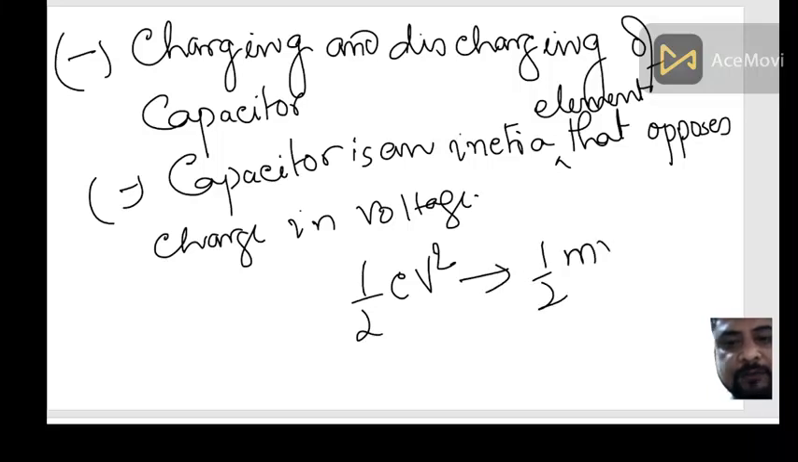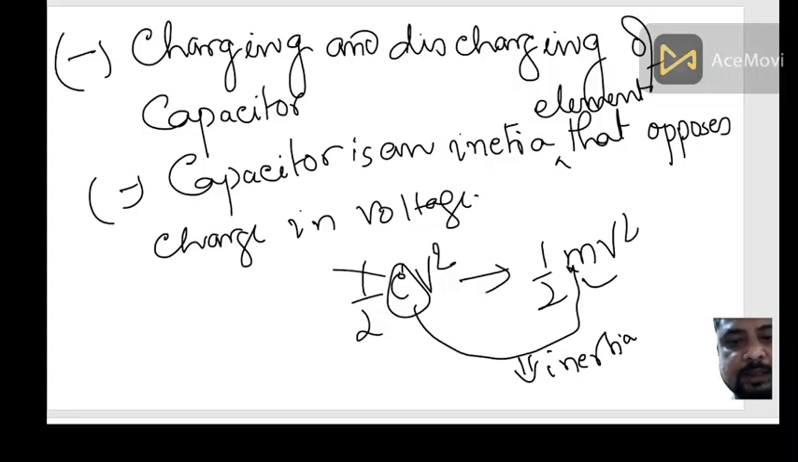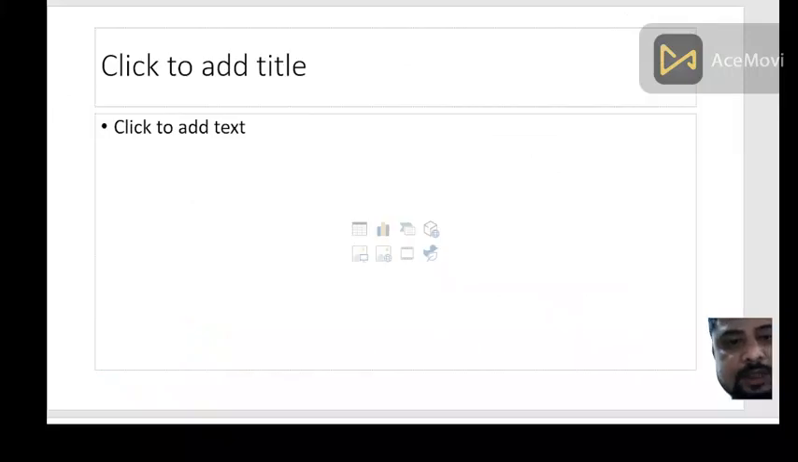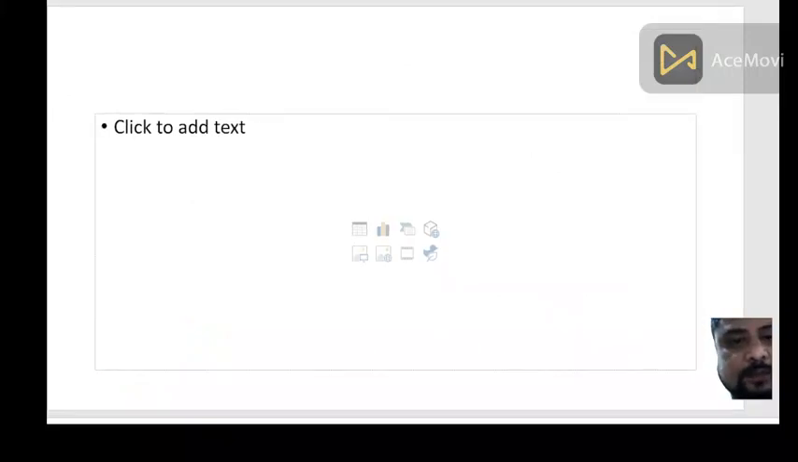You must have studied that the kinetic energy is half mv square, and the energy stored in a capacitor is half cv square. These two quantities represent inertia. This is mechanical inertia, and this is called electrostatic inertia. They do not allow any change to occur in the quantity that is squared. So these are inertia elements, and the functioning of this filter circuit is based on these two factors.